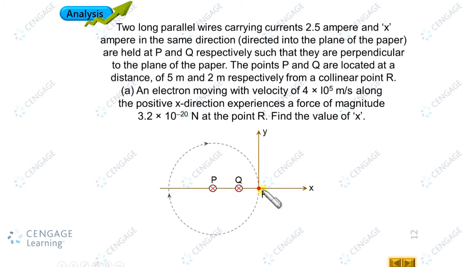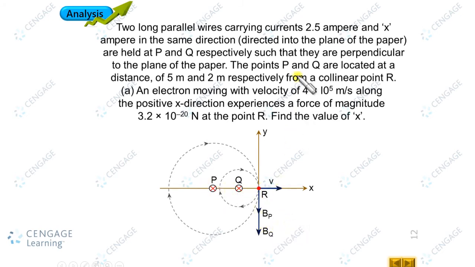Similarly at point R because of Q, again we use the right hand rule. So this is the direction of the magnetic field and the direction is clockwise here. So the direction of the magnetic field at R because of Q should be in the downward direction. This is the magnetic field due to Q. That means both fields are in the same direction. That means the net magnetic field at R because of P and Q will be additive.